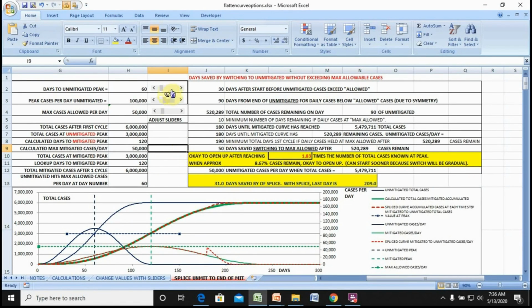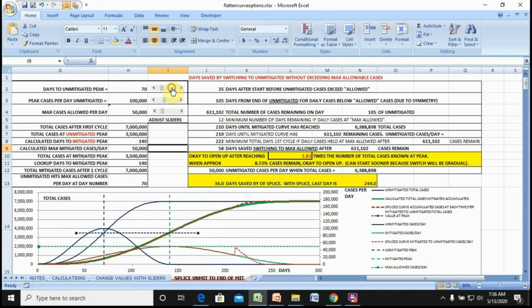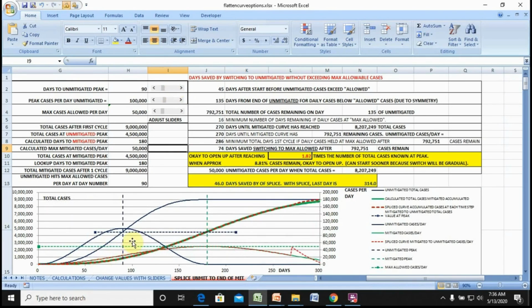Jump to the sliders so you can see it quick. Watch the curves move. I'm going to change the number of days to the peak. This is moving over. You can see this dashed line is where the unmitigated peak is. This green line is where the mitigated peak is. This is the limit. Here's the red curve popping up here and dropping down here.